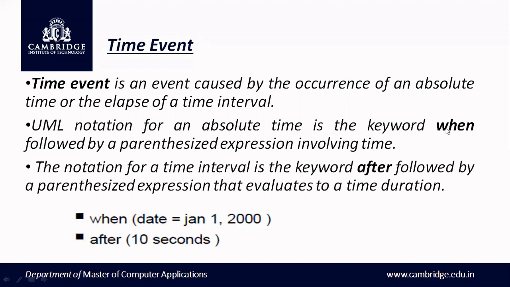The first keyword we are using here is the when keyword, right? This when keyword is used when we are specifying the absolute time. For example, you can see I have given an expression: date is equal to Jan 1st 2000. That means this time event has to occur when this expression is true, that is when the date is Jan 1 2000. When this date occurs, the time event occurs here, and because of that the transition takes place.